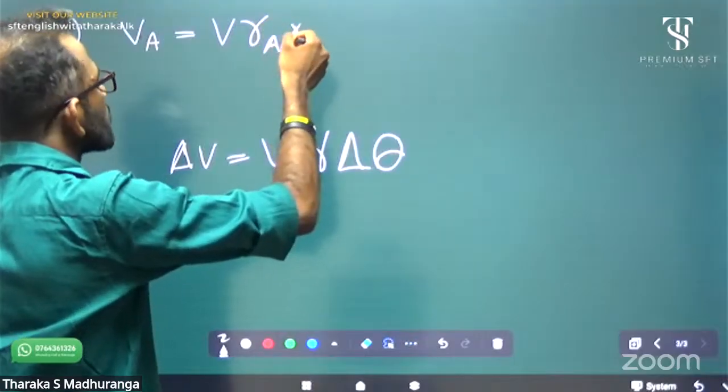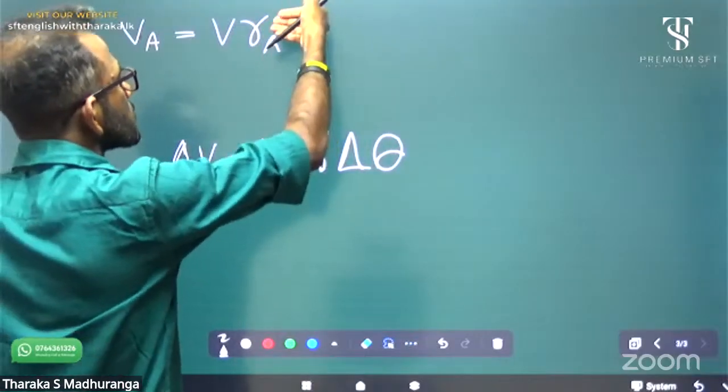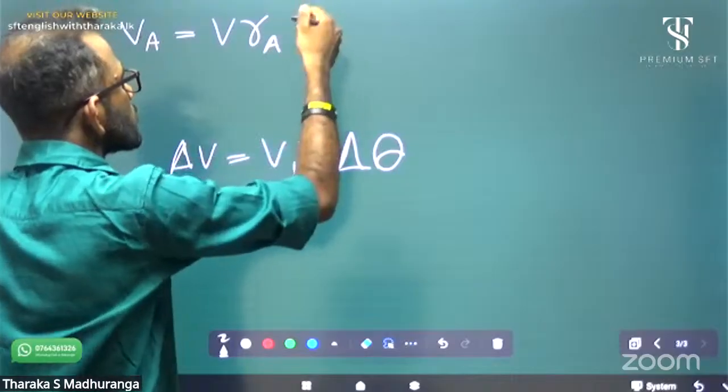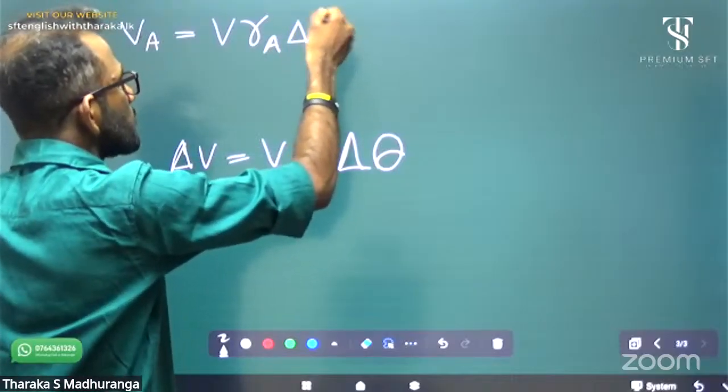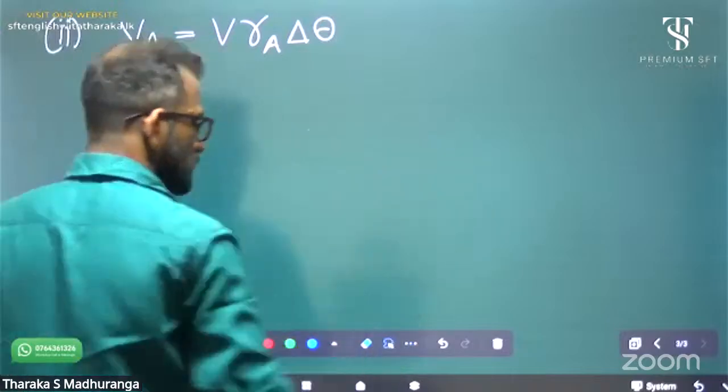Multiplied by delta T. Delta T means temperature difference.